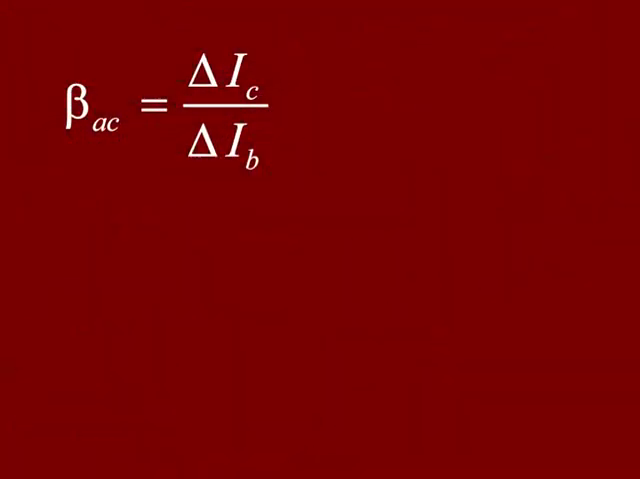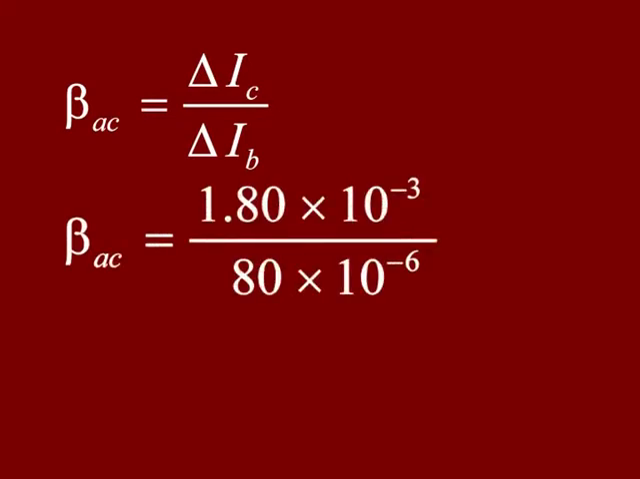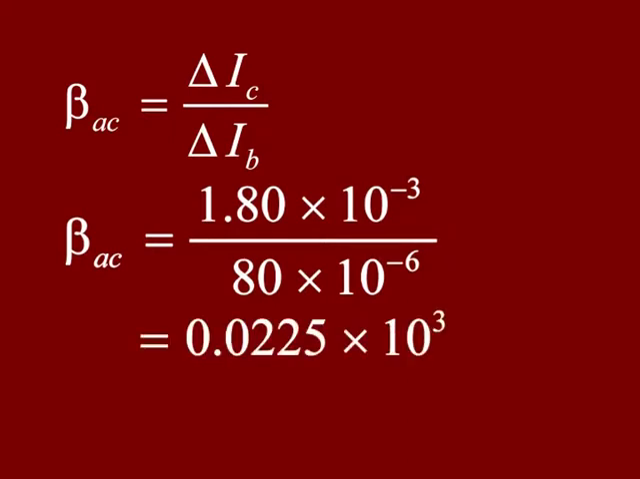Now, we know that beta AC is equal to delta IC upon delta IB. Substituting the values of delta IB and delta IC in this equation, we get beta AC is equal to 1.80 into 10 raised to the power minus 3 upon 80 into 10 raised to the power minus 6, equal to 0.0225 into 10 raised to the power 3 or equal to 22.5.